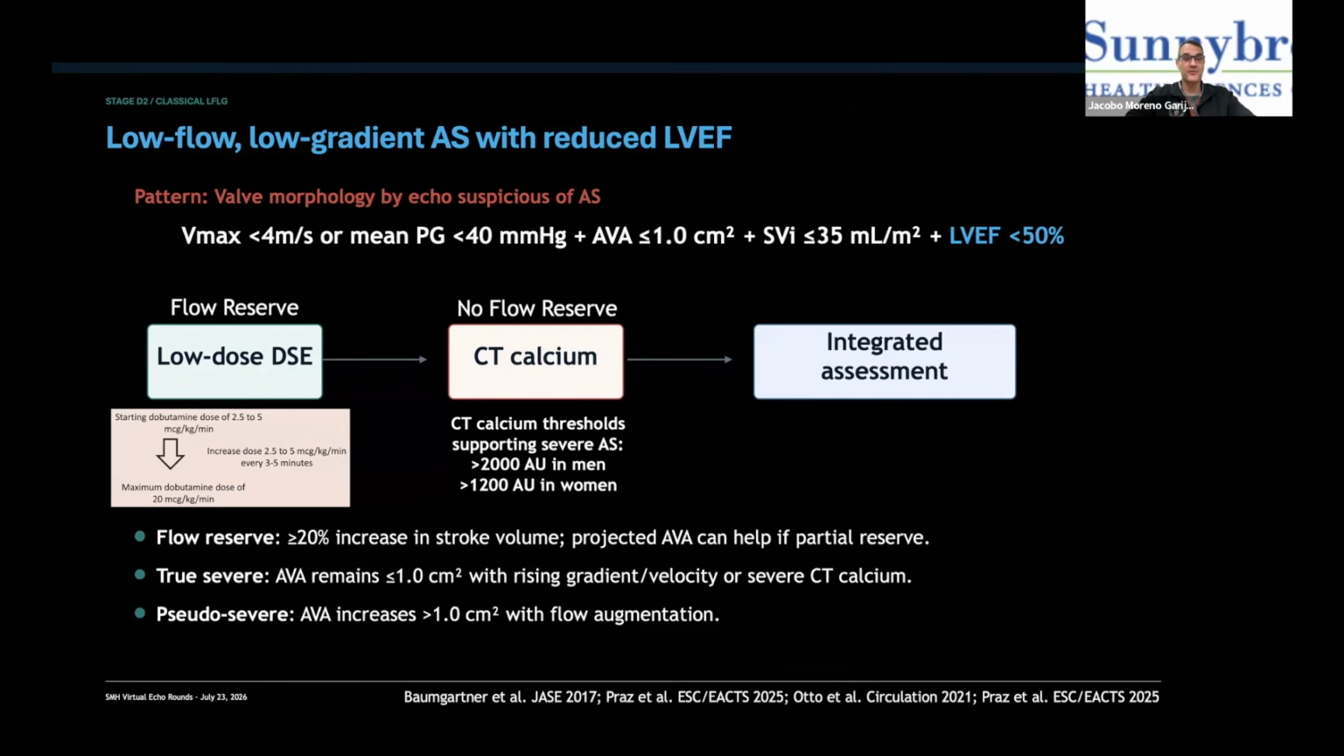If we cannot achieve this increase in flow reserve of at least 20%, then the calcium score is going to give us the final diagnosis, right? And then we say it is supportive of a severe AS when it's more than 2,000 AU in men and more than 1,200 AU in women.